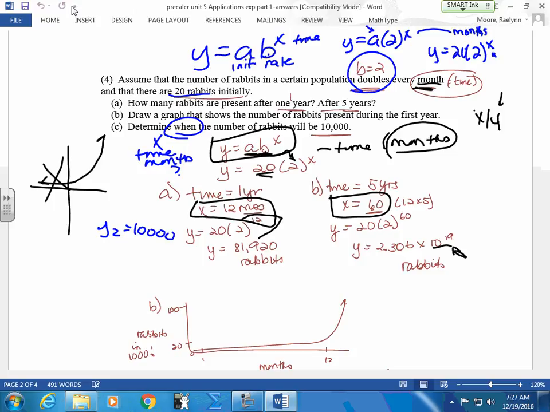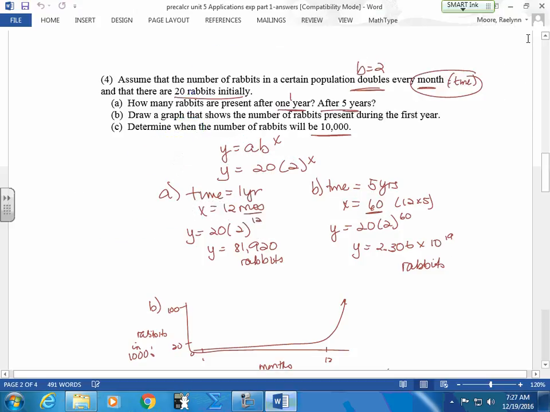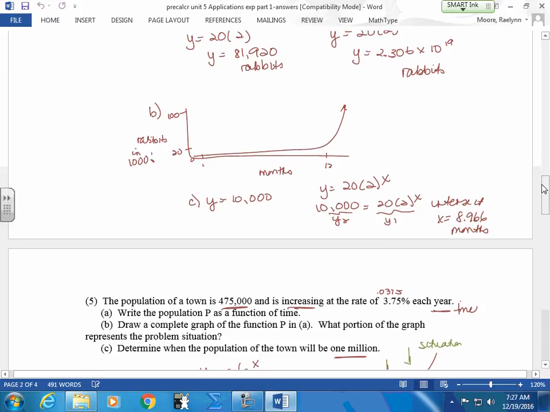And then you should see it. Look at your table after you put it in Y2 and see which one comes close to that. So when we intersect, it happens somewhere between 8 and 9 months. Makes a little bit more sense now.